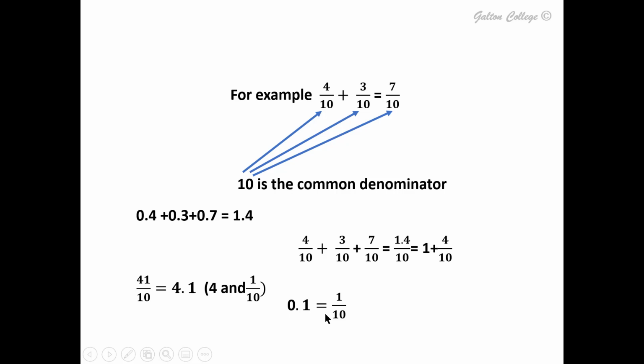Note that 0.1 equals 1 tenth. Everything is to the base of 10. The denominator is 10. In this case, it's 1 over 10. We know it's 1 over 10 because it's 0.1. So 0.1 equals 1 tenth. Try to remember this.